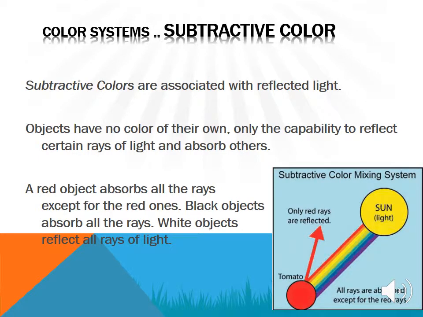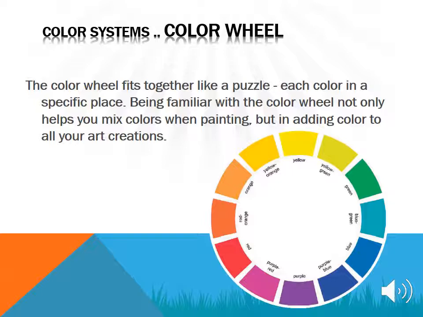Subtractive colors are associated with reflected light. Objects have no color of their own, only the capability to reflect certain rays of light and absorb others. A red object absorbs all the rays except for the red ones. Black objects absorb all the rays. White objects reflect all rays of light.